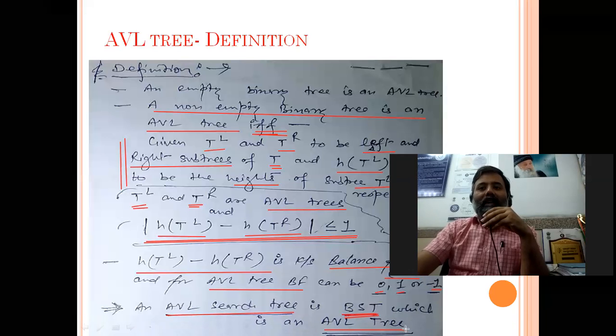So I'm again repeating, an AVL search tree is a binary search tree which is an AVL tree. That means it will satisfy this balance factor condition, that at each node the balance factor will be either 0, 1 or minus 1.